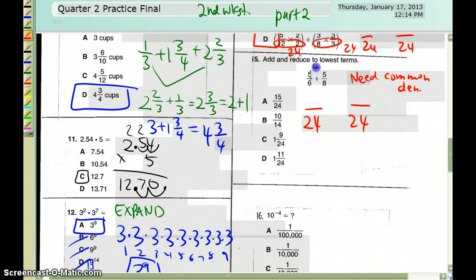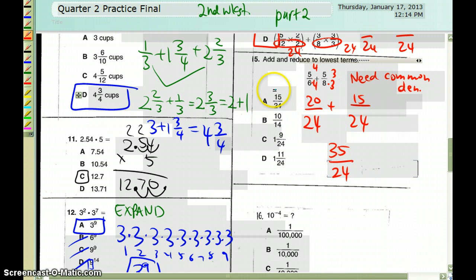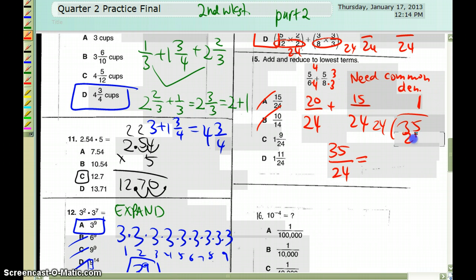I'm going to multiply by 4, multiply here by 3, giving us 20 plus 15. And that's going to give me 35/24. I don't see a fraction answer like that, so I don't want A or B, but I want to divide and get a remainder. So when I divide 35 divided by 24, I get 1, and then I get a remainder of 11 24ths. So I get 1 and 11/24.